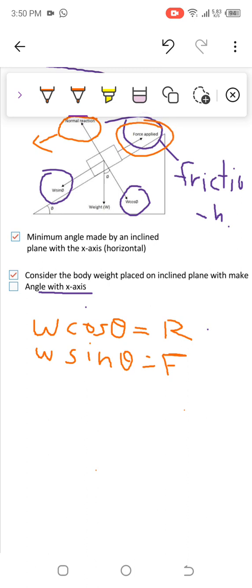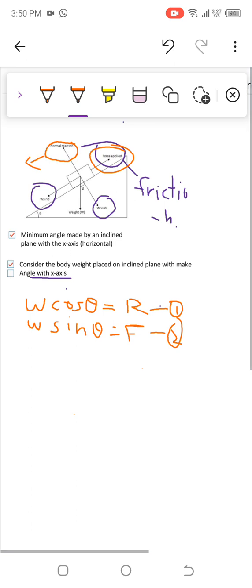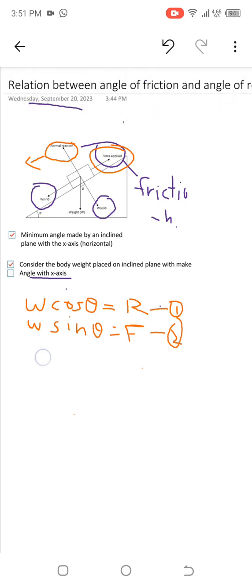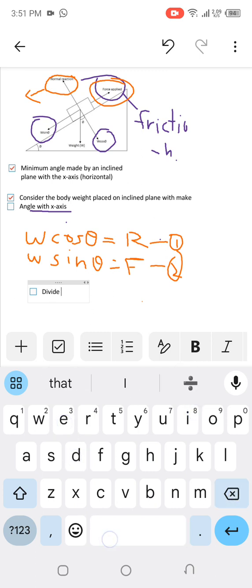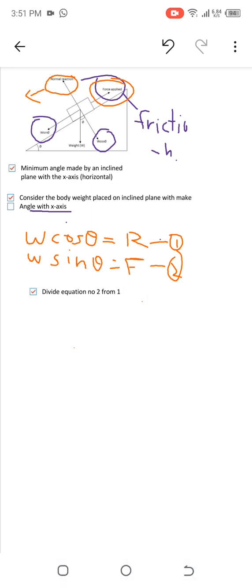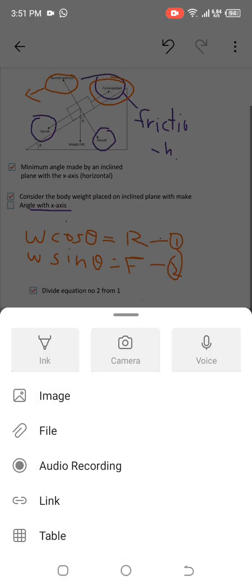Now I call this equation 1 and this equation 2. What I'm going to do is divide equation number 2 by equation number 1.